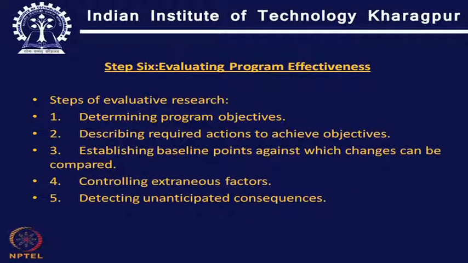The next step is evaluating the program effectiveness, which involves determining what the objectives of the program are, describing the required actions to achieve the objectives, establishing some baseline against which changes can be observed, controlling the extraneous factors and detecting the unanticipated consequences. Then, when all these factors are controlled, we can tell by seeing the situation how far the change management program has been effective in bringing about the changes.